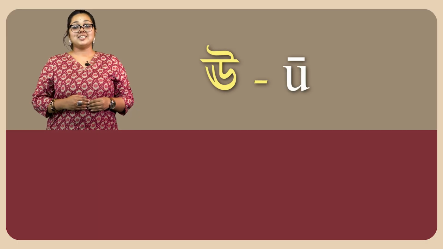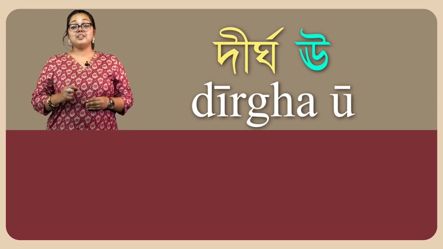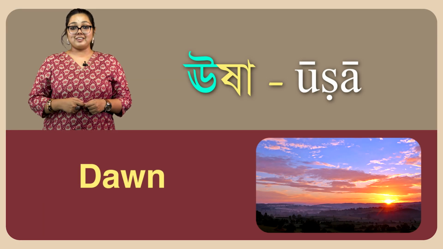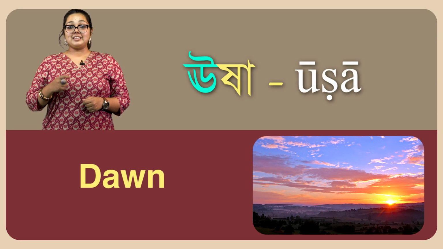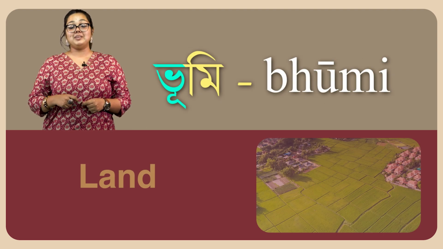The next letter is U. Pronunciation is similar to the U in book in the English sound system. The letter is called Dirgho. Dirgho means long in Bangla. It is uttered the same as U. There is a bar above the letter. This letter can occur word initially, such as Usha, meaning the dawn. It can appear in the word medial position as a diacritic mark, such as Bhumi, meaning land.